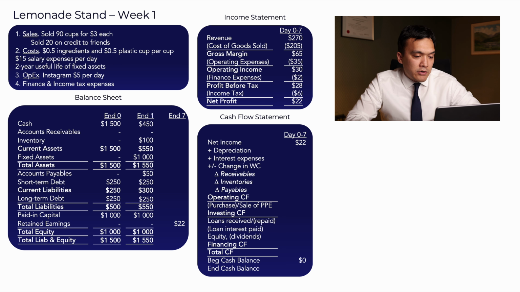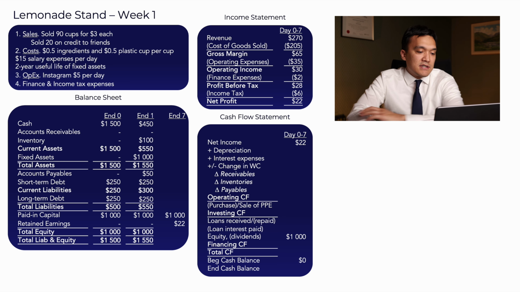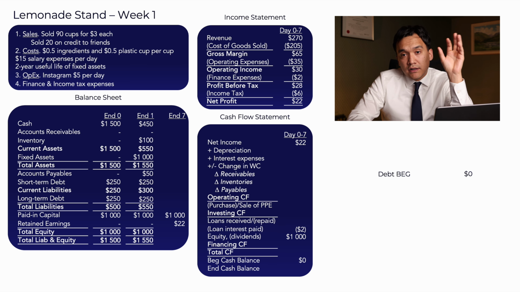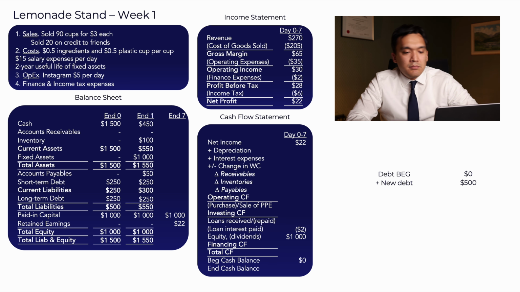Now, what do we know on our cash flow statement? We know that we had an equity injection of $1,000 during the first week, so our paid-in capital is $1,000 at the end of day 7. We paid $2 of loan interest during the first week. And for our debt balance, at the beginning of the period, we had no debt, $0. So we had new debt of $500 that increased our debt balance. And during the period, we repaid $5 of our debt.